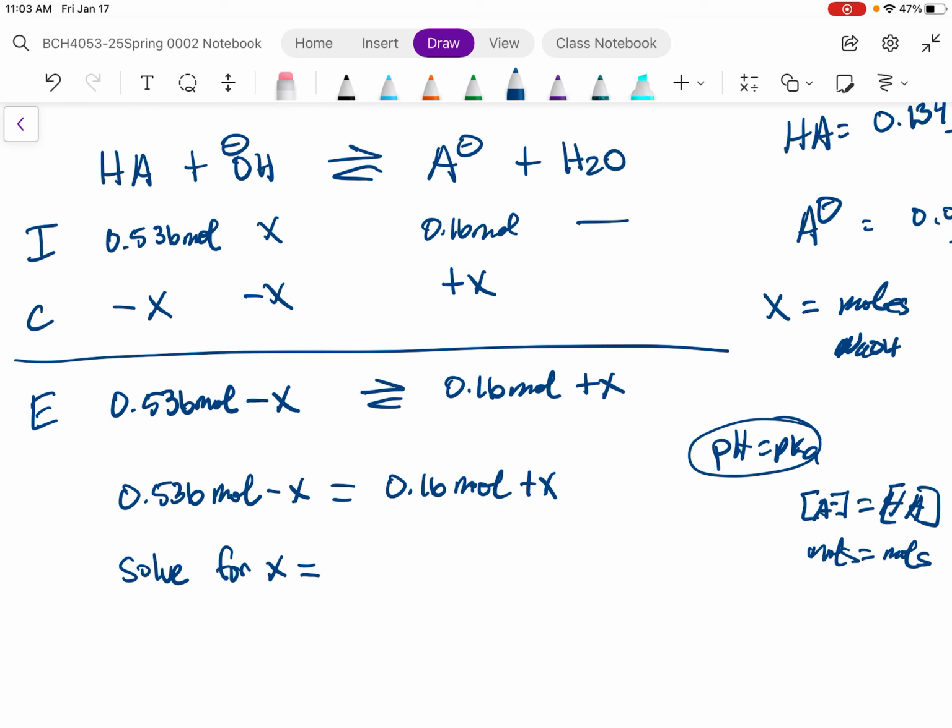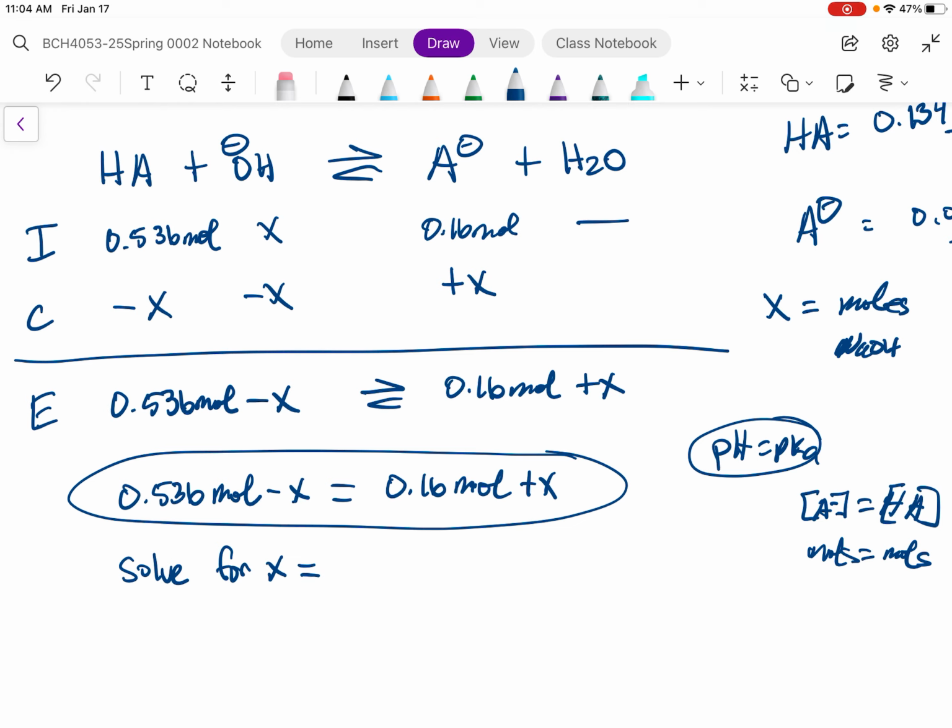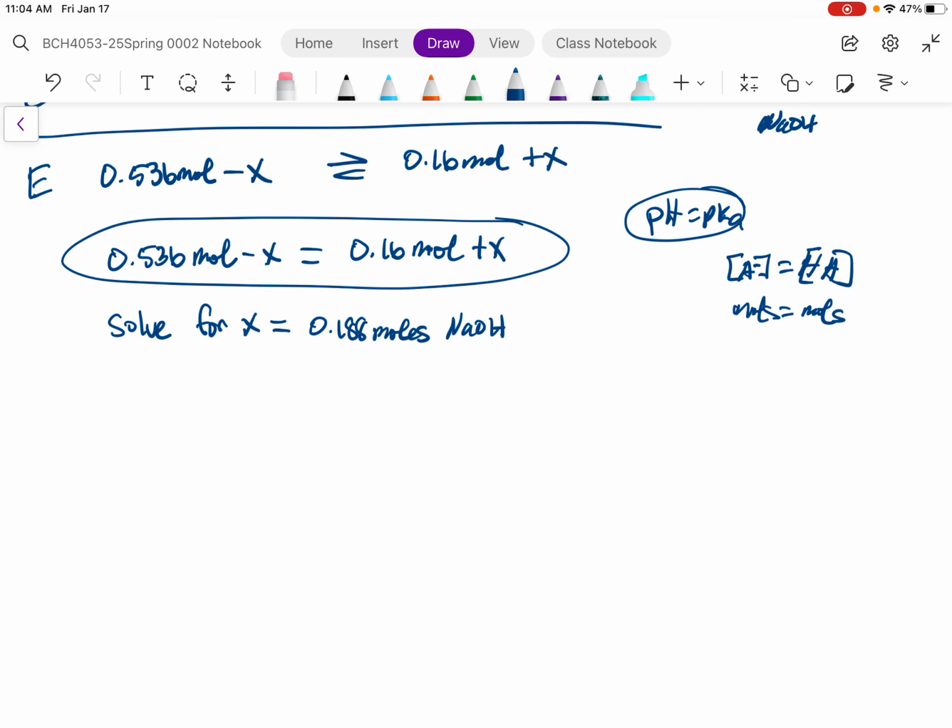I'm just going to give you the answer for this one. If you take that equation right there and solve for X, you're going to get a value of 0.188 moles of our sodium hydroxide. That's how many moles we need to add to our 4 liters. So if we add that many moles, what volume are we going to add? Because remember, our sodium hydroxide is in a solution.